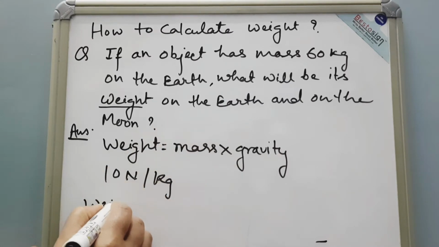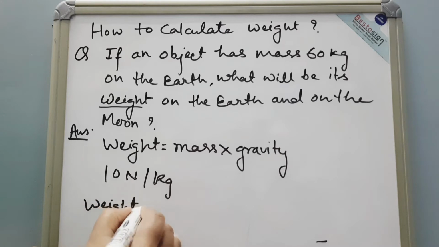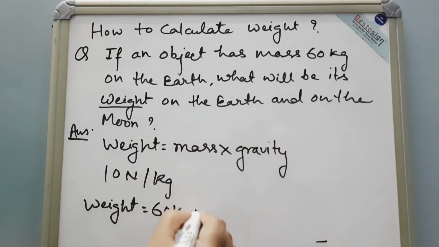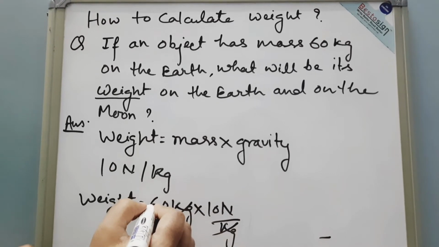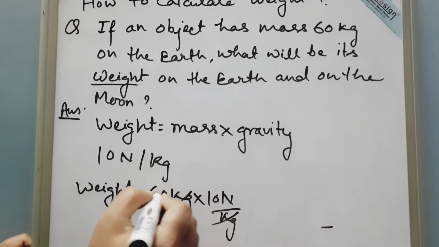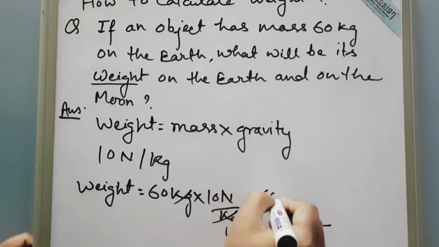So now we'll put this value in this formula. Weight is equal to mass, 60 kg, into gravity, that is 10 Newton per kg. Now again kg and kg are getting cancelled. So the weight of this object on Earth's surface will be 600 Newton.